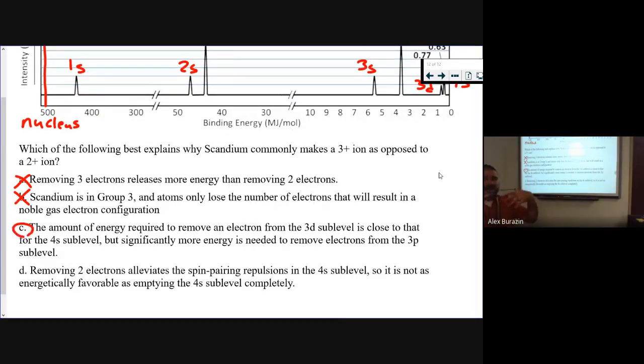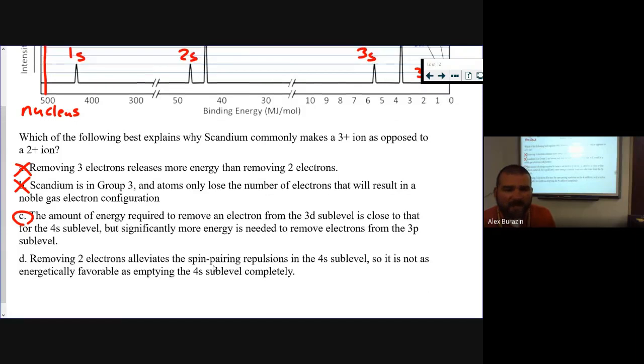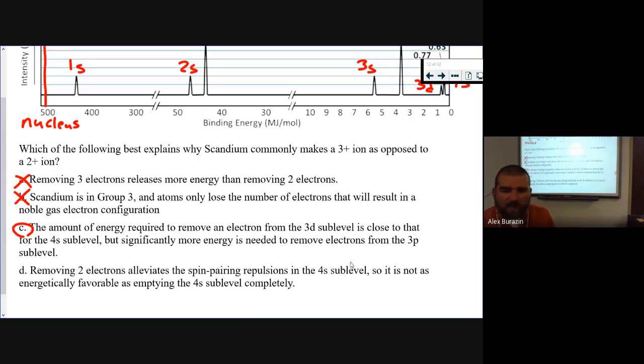All right. And again, it's a little funky. 4 and 7 especially were nasty questions. Let me just talk about D really quickly. "Removing 2 electrons alleviates the spin pairing repulsion in the 4s sublevel." So this is talking about, again, you have 2 electrons in the same orbital, they repel. If you get rid of some electrons, it alleviates that repulsion. Yeah, that sounds pretty good. "So it is not as energetically favorable as emptying the 4s sublevel completely."